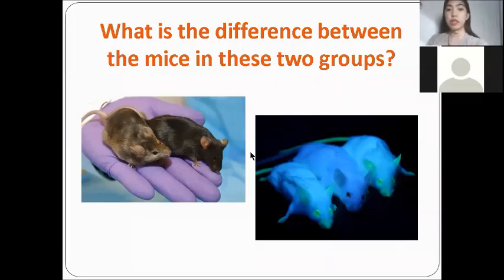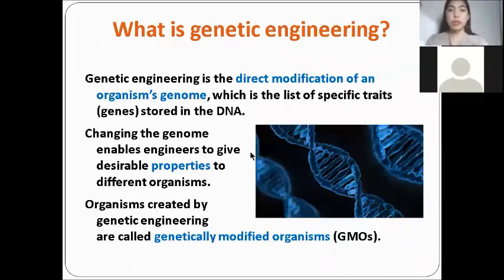So let's define genetic engineering. Genetic engineering is the direct modification of an organism's genome, which is the list of specific traits or genes stored in the DNA. A genome is an organism's complete set of genetic instructions. All living things, including us humans, have a unique genome. We are different from each other. We have specific traits.